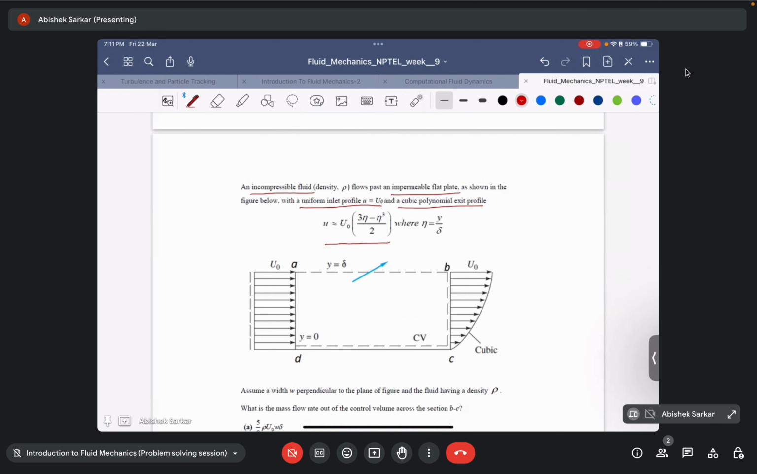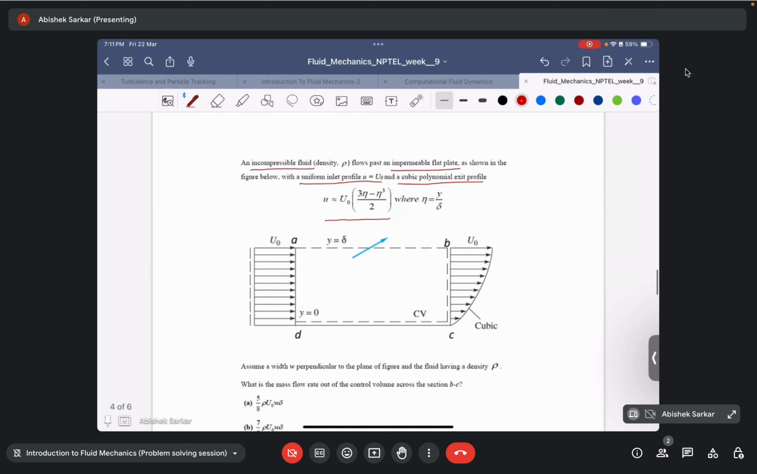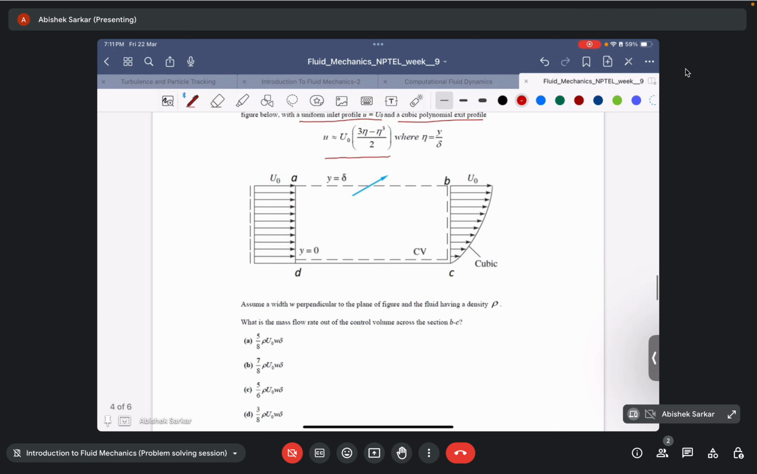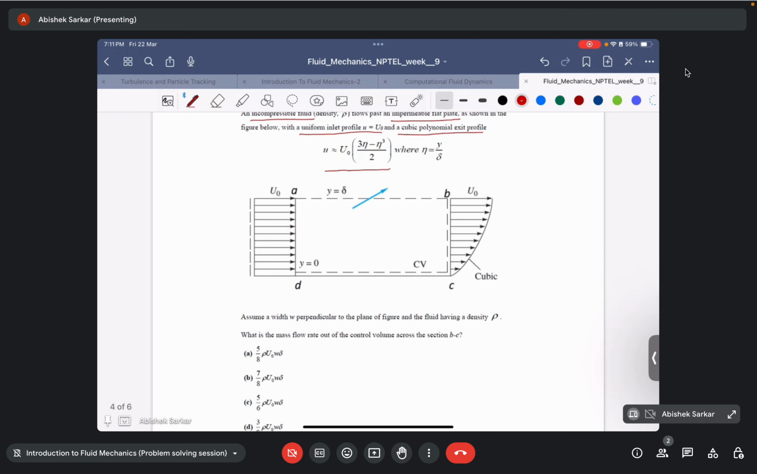where delta is the thickness of this fluid film over the flat plate. Assume a width w perpendicular to the plane of the figure and the fluid having a density rho. What is the mass flow rate out of the control volume across the section BC? So again we are asked to find the mass flow rate. The simple consideration will be the application of the conservation of mass.